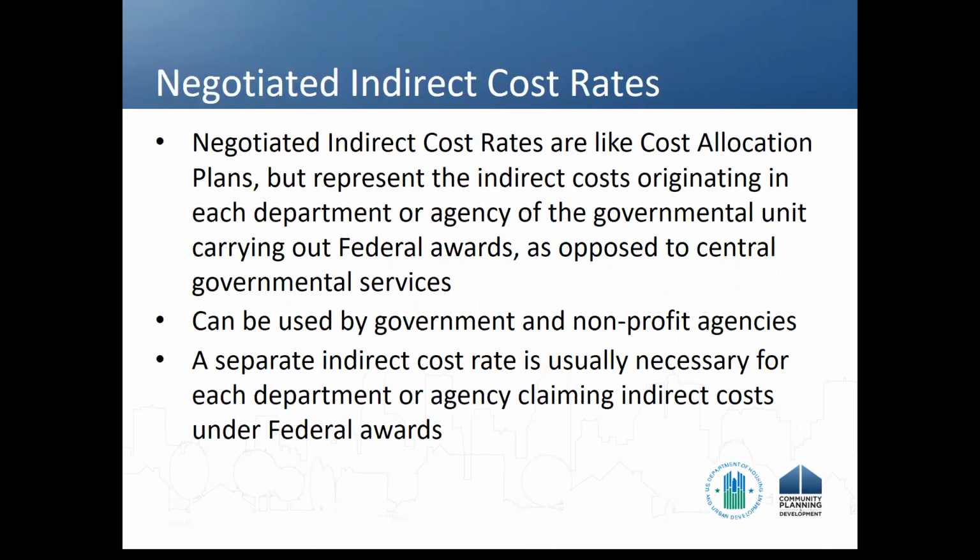The third method, negotiated indirect cost rates, are like cost allocation plans, but instead represent the indirect costs originating in each department or agency of the governmental unit carrying out federal awards, as opposed to central governmental services. Unlike cost allocation plans, they can also be used by nonprofits. A separate indirect cost rate is usually necessary for each department or agency claiming indirect costs under federal awards.